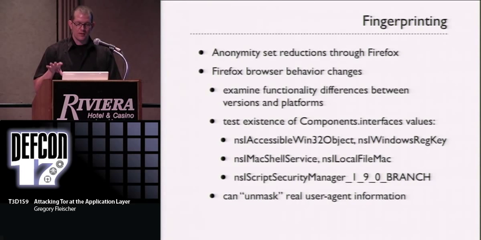One of the best ways to go about this is there's an internal Components.interfaces that exposes internal Firefox information about what interfaces are available for XPCOM. So, for example, there's a nsIAccessibleWin32Object and nsIWindowsRegKey that are only available on Windows. There's a nsIMacShellService and nsILocalFileMac. These are only available on Mac OS X. There's this nsIScriptSecurityManager_1_9_0_BRANCH that was added in 3.0.12. So you can test for these and identify what platform a user's on and what Firefox version they're running simply based on the existence of these values. They could be returned bogus information, but simply having them be present, we can enumerate them and test on it.